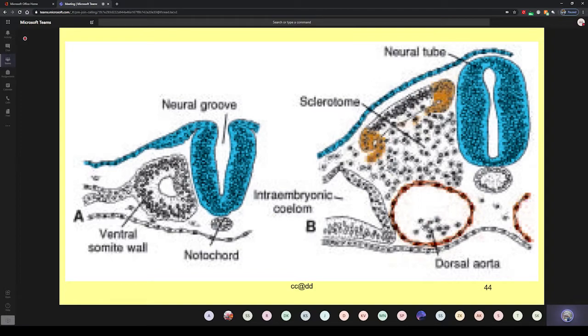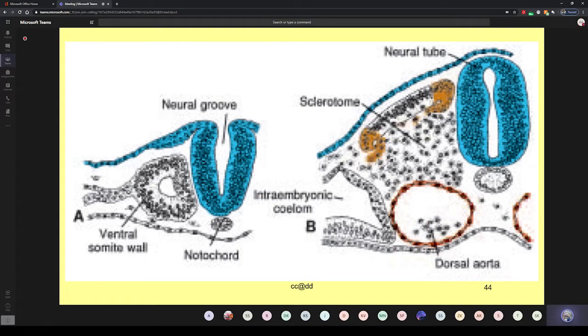Now, let this picture load. In this picture, you are seeing one more new term called sclerotome. Don't worry about it. Just keep that word in mind. I'll come back to it. Just note its position. Its position is next to the neural tube. It is definitely coming from the paraxial mesoderm.